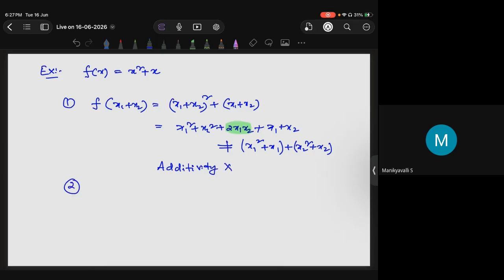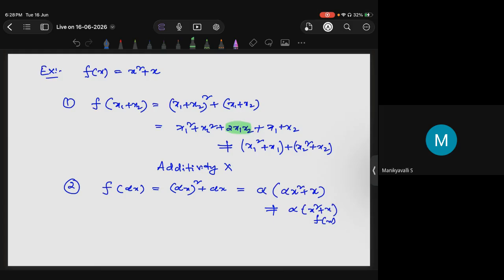Similarly, what about the homogeneity? f of alpha x. So that is alpha x whole square plus alpha x. If you take alpha out, you will get alpha x square plus x. That is not equivalent to alpha x square plus x. Correct? Because the homogeneity says that it has to be equivalent to alpha f of x only. But here you are getting extra alpha. Hence the homogeneity also failed. Hence the system is not linear.